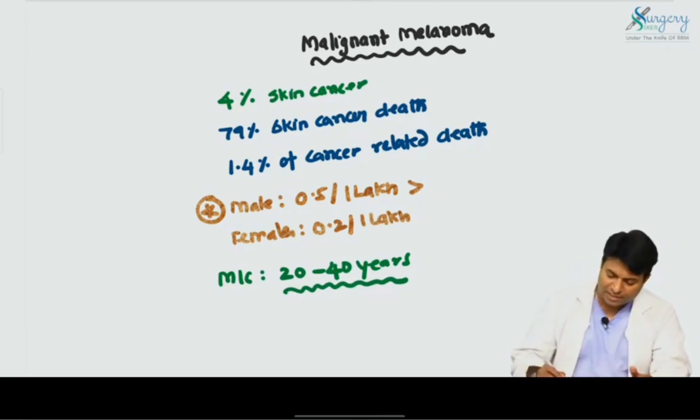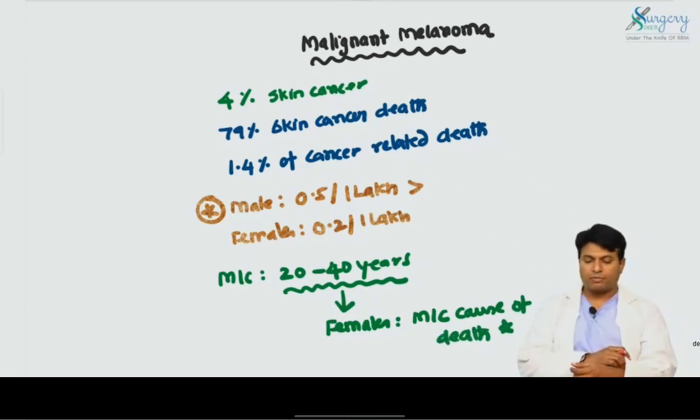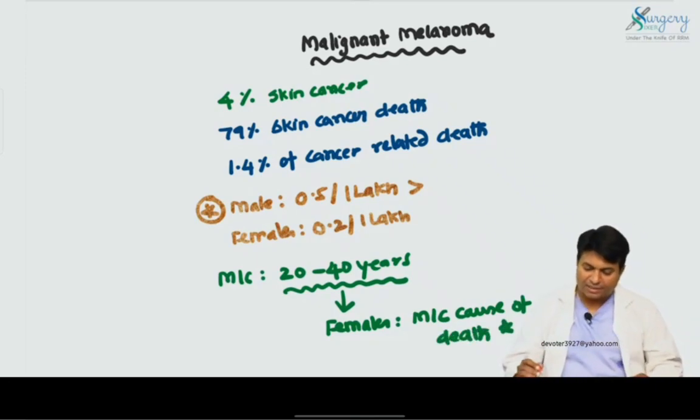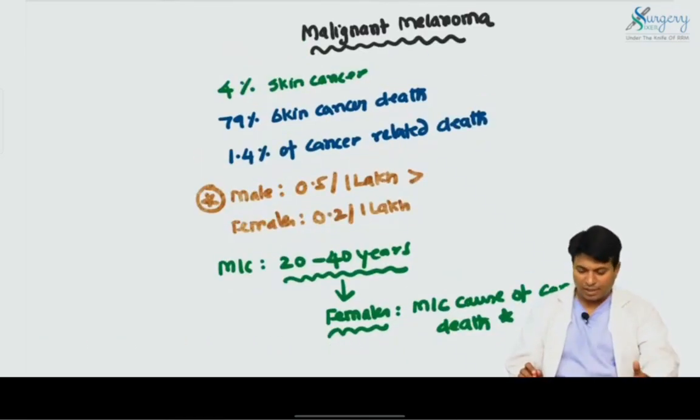And in this age group, 20 to 40 years, in females, the most common cause of cancer-causing death is melanoma. Please don't forget this basic point. This is a very basic point. So please don't forget malignant melanoma.